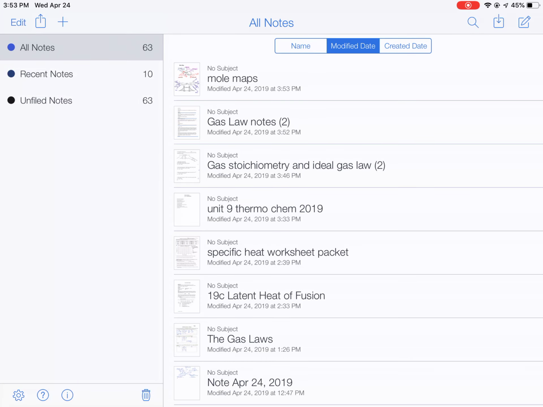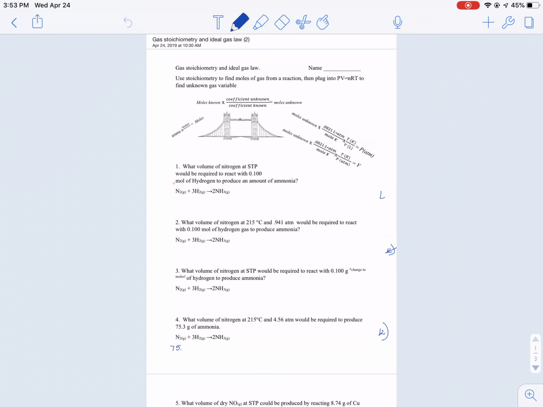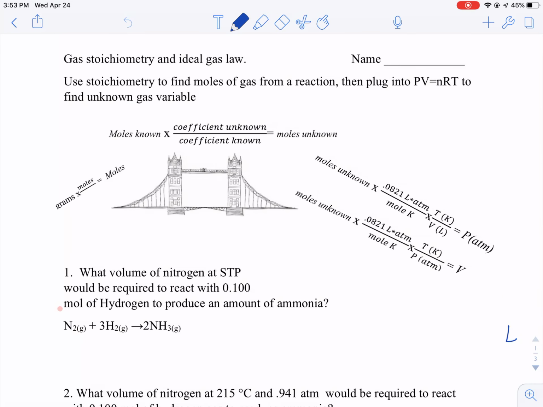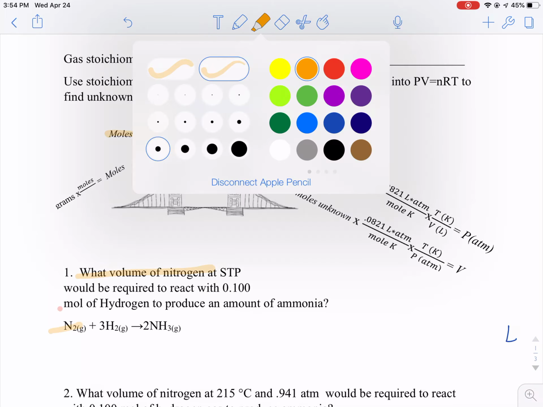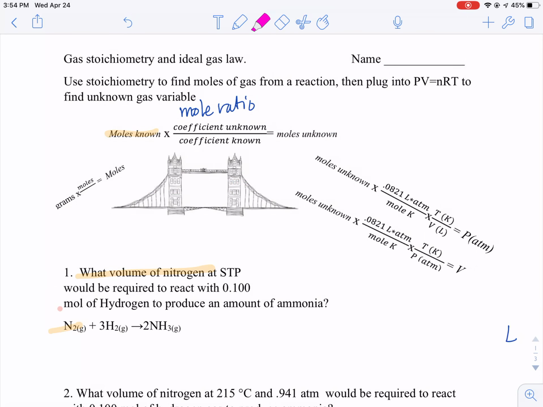All right. So we're going to use this today and do some stoichiometry. A reminder, when we do stoichiometry, we take the known moles and we multiply by the mole ratio, which is the unknown over the known. Our first problem wants to know volume of nitrogen. Before we can figure that out, we've got to figure out how many moles of nitrogen we have. We know that we have 1/10 of a mole of hydrogen gas.